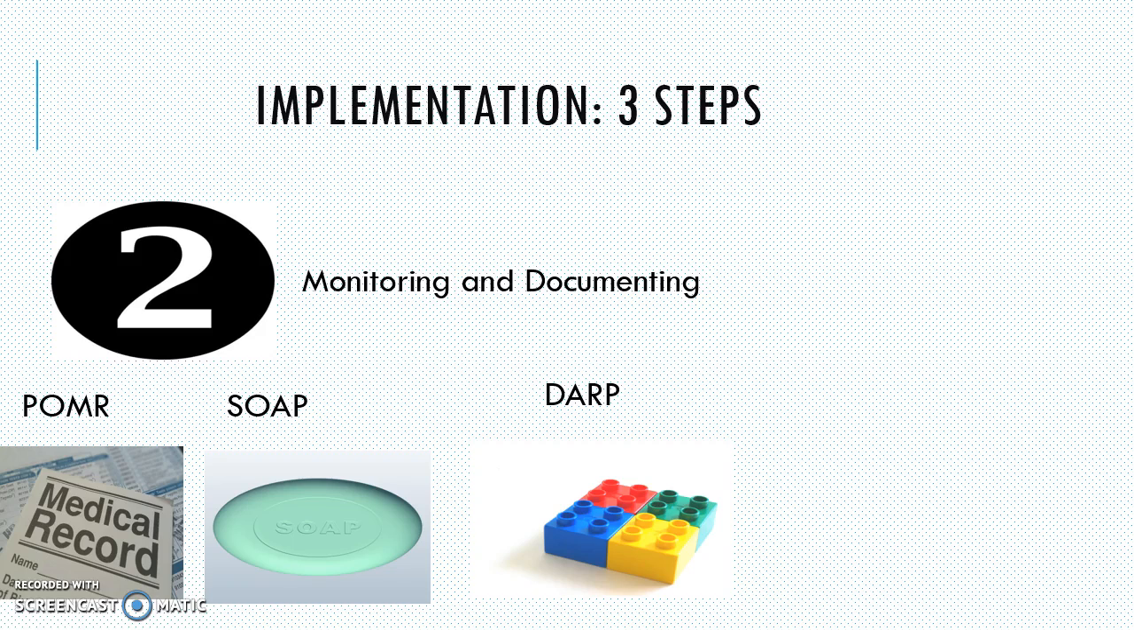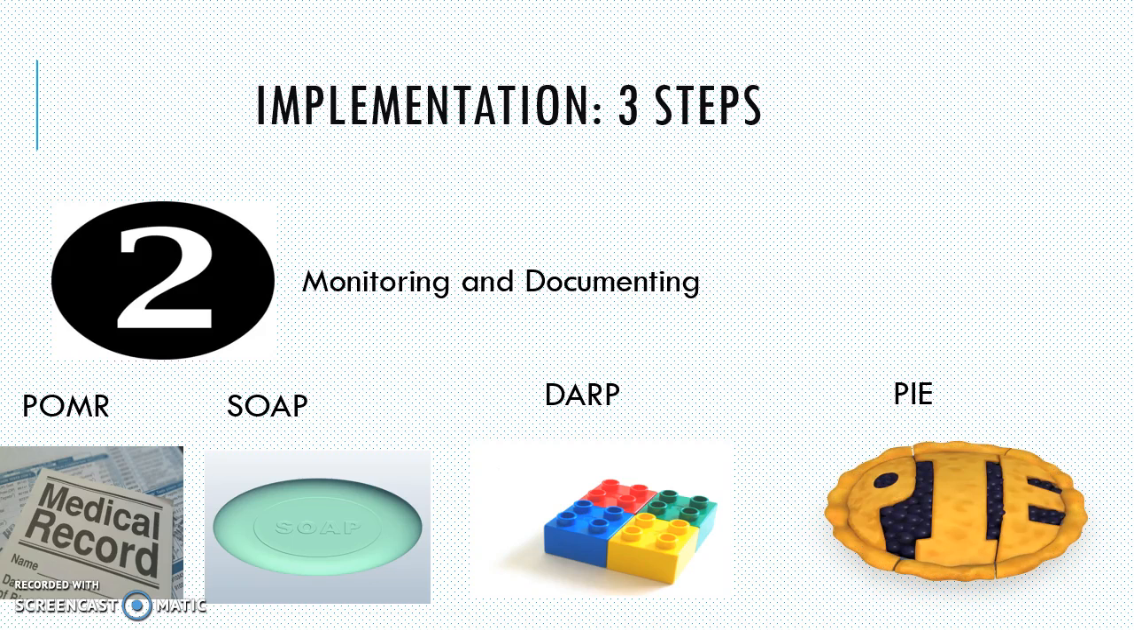And the next one that we're going to talk about is similar to the SOAP organization of taking notes, and this is called PIE charting, which stands for Problem, Intervention, and Evaluation. Subjective and objective information is combined into one, and this creates a list of problems and also shows the results of intervention and evaluation. So these are some ways that documentation can take place.